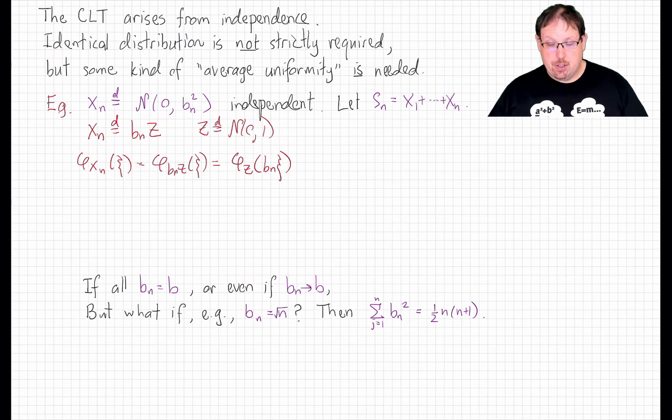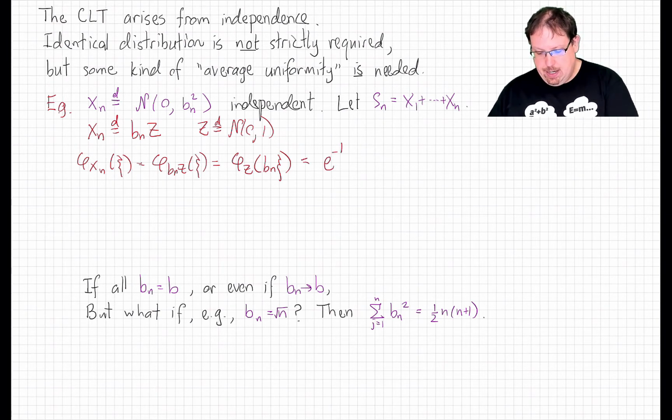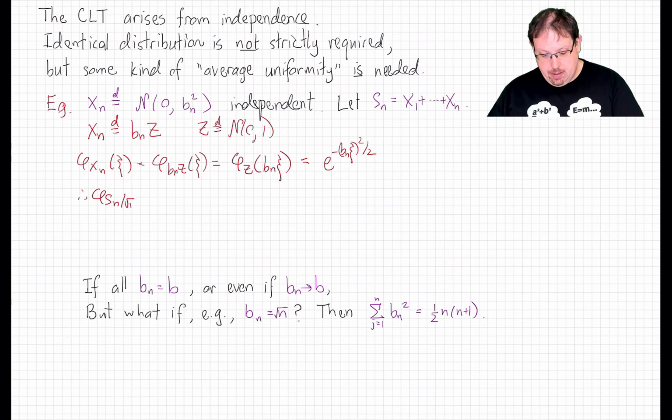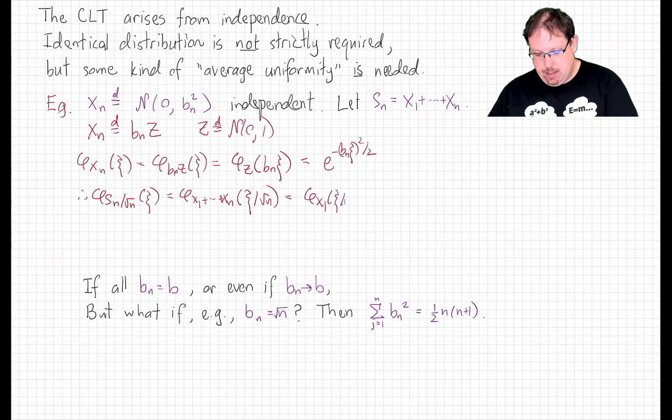But we know the characteristic function of a standard normal, so this just gives us e to the minus bn squared xi squared over 2. Now, given the independence, we can therefore compute that the characteristic function of the renormalized sum Sn over root n at xi is the same thing as phi of the sum of the x's at xi over root n. But the x's are independent, and so that is the product phi x1 at xi over root n times up to phi xn at xi over root n.